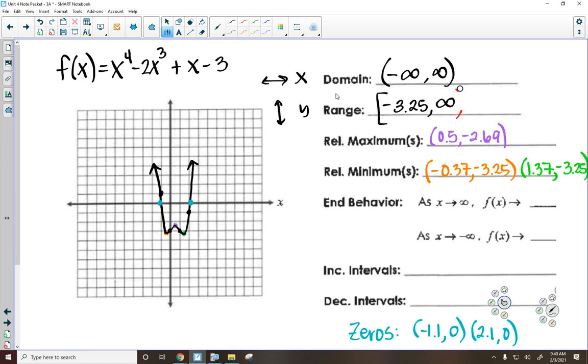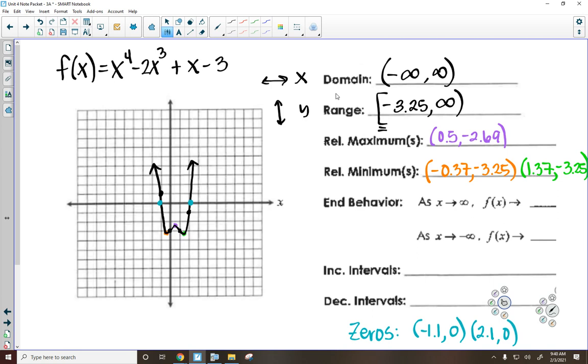Parentheses always go around the infinities. This negative 3.25 gets a square bracket because I know that y can be equal to it. So that's what that square bracket means. It can be equal to negative 3.25 exactly.